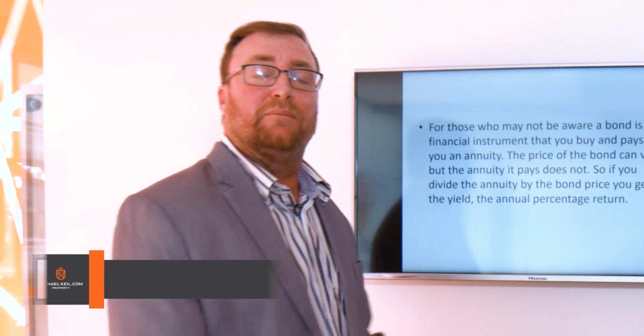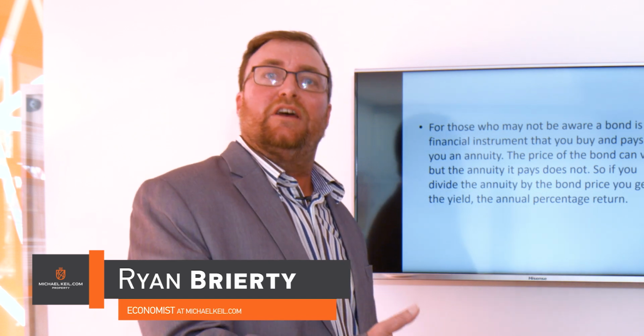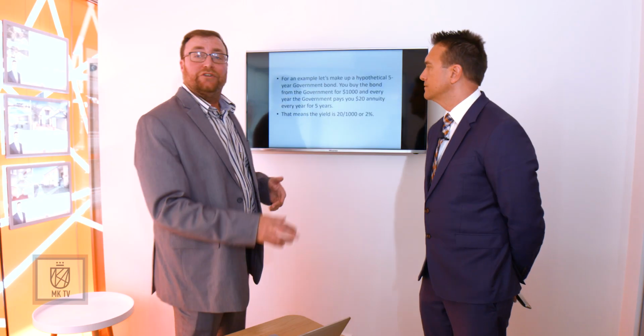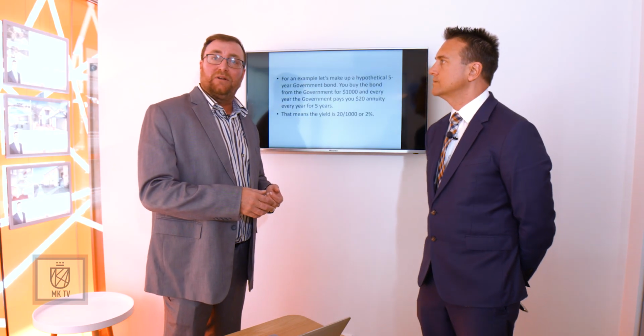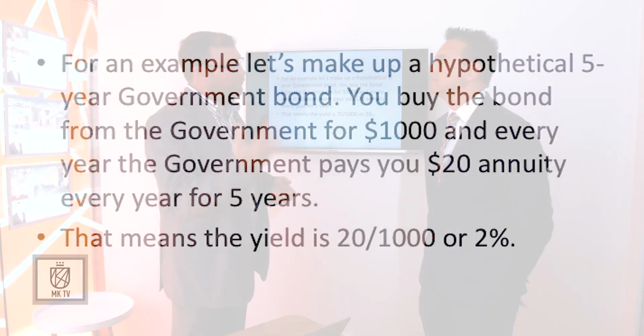Basically, a bond is a financial instrument which is purchased and pays you an annuity or a return on the investment. The easiest way to explain a bond is to use a hypothetical example. Let's say a 5-year government bond you purchased for $1,000, and they're going to give you an annuity each year of $20. So that means the yield on your bond is 20 divided by 1,000, which is 2%.